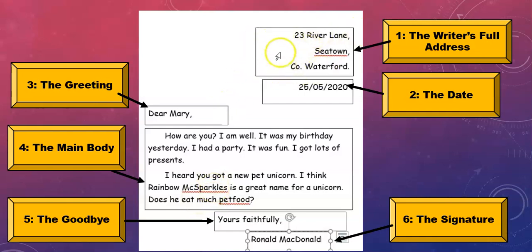Remember, an address in the top right-hand corner, the date underneath it, a greeting or a salutation or a hello, then the main body of the letter here. Remember to break it into paragraphs if you're writing a long letter. Then the goodbye, yours faithfully or yours sincerely or your friend, and then the signature, the person's name.